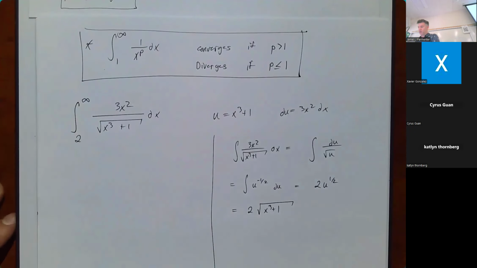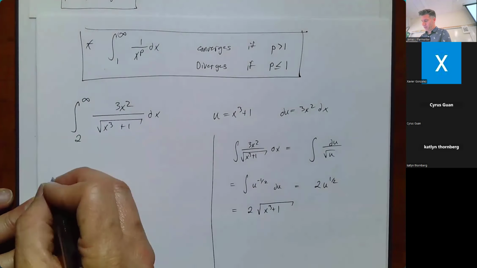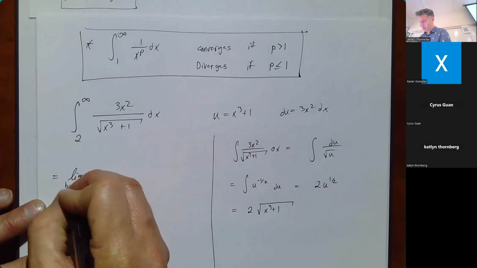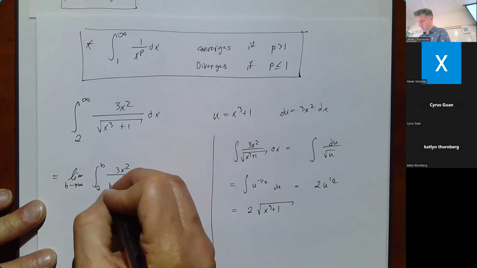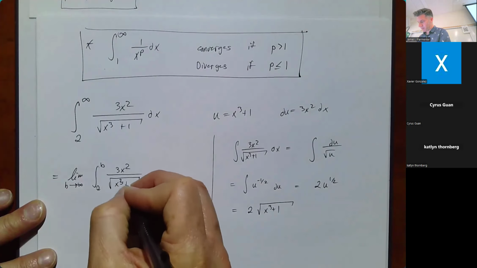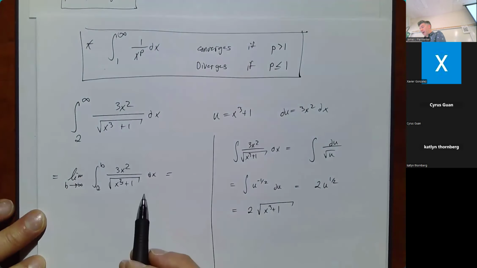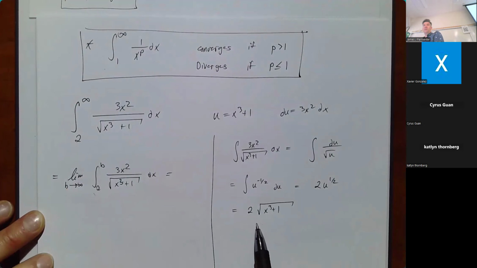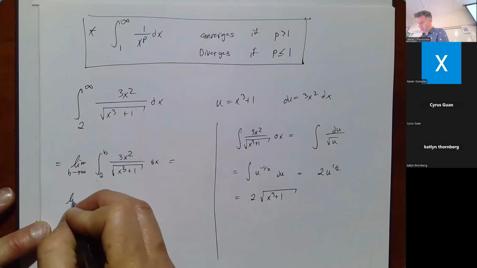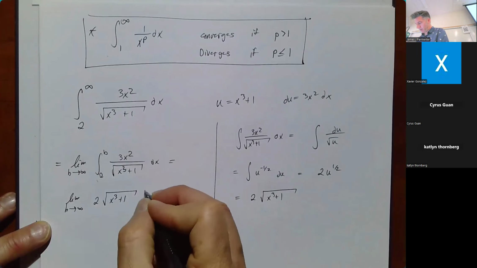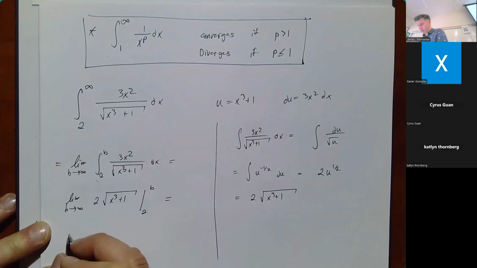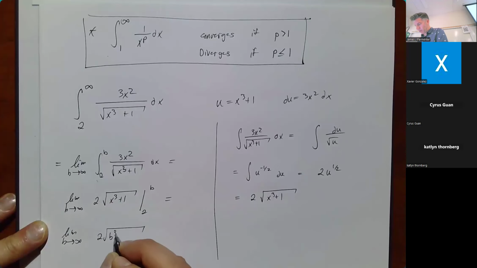I would do all that on the side and then go over here and say, okay, then my improper integral is going to be the limit as b goes to infinity of the integral from 2 to b of 3x squared over the square root of x cubed plus 1 dx. And then I would jump straight to saying, well, great, I know the antiderivative of that is just 2 times the square root of x cubed plus 1. This is going to equal the limit as b goes to infinity of 2 times the square root of x cubed plus 1, evaluated from 2 to b, and then we plug in our limits of integration. We get the limit as b goes to infinity of 2 times the square root of b cubed plus 1 minus 2 times the square root of 2 cubed plus 1.